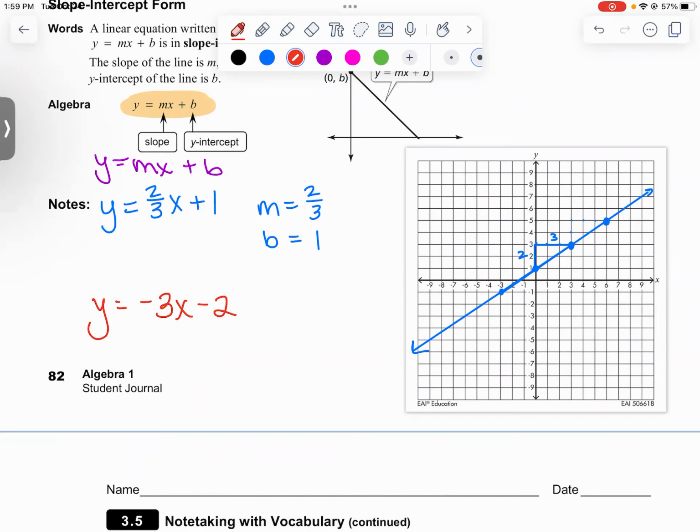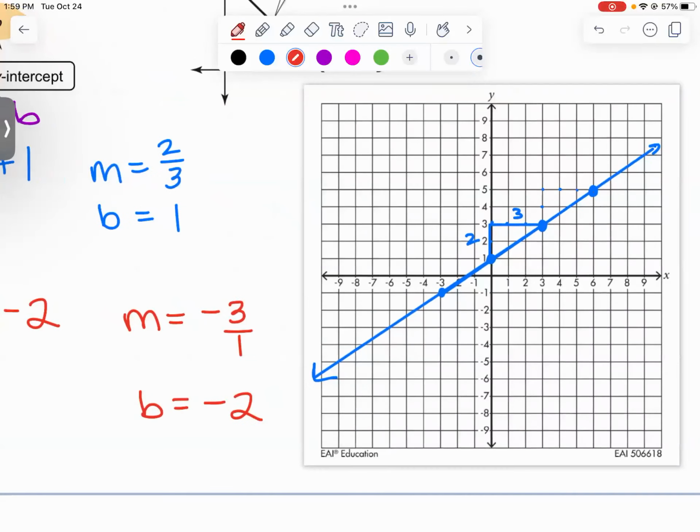First of all, what's our slope? Negative 3. That's not a fraction. What's our y-intercept? Negative 2. So what we're going to do is go to the y-axis and plot our y-intercept. Now, when we count our slope, do we want our line to rise or fall? We want it to fall because our slope is negative.